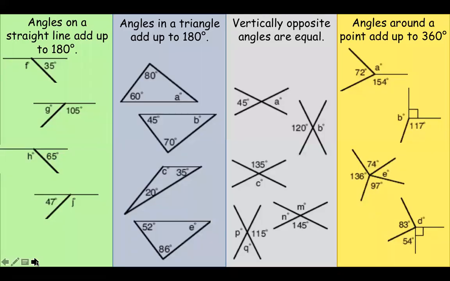Again, recap: angles in a straight line add up to 180, angles in a triangle add up to 180, vertically opposite angles are equal. So A is also 45, C is 135, M is 145, and N will be 360 minus 145 minus 145, divided by 2 because both these two sides are going to be the same, then you get N. And angles in a whole circle around a point add up to 360.